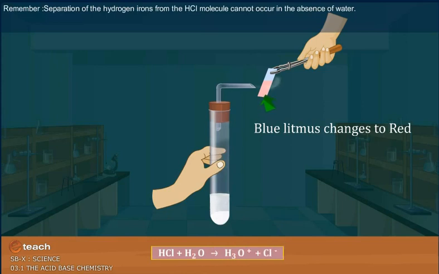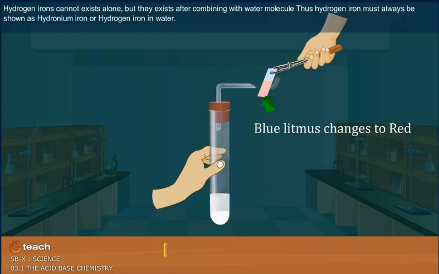Remember, separation of hydrogen ions from the HCl molecule cannot occur in the absence of water. Hydrogen ions cannot exist alone, but they exist after combining with water molecules. Thus, hydrogen ion must always be shown as hydronium ion or hydrogen ion in water.